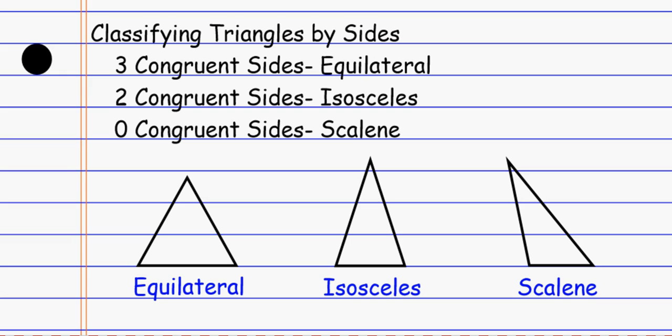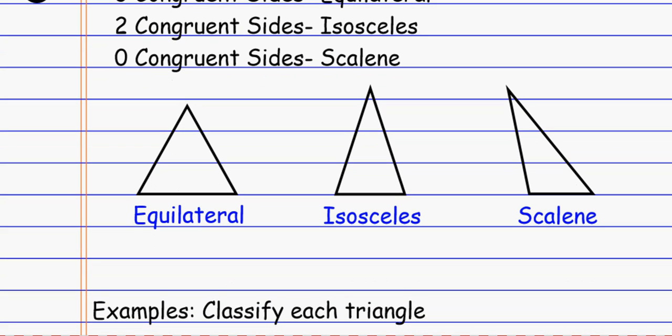If two of the sides are congruent, so if two of the sides are the same, we call it isosceles. And if none of the sides are congruent, if every side has a different size, then we call it scalene. All right. And so this is kind of what we might see when we look at these.